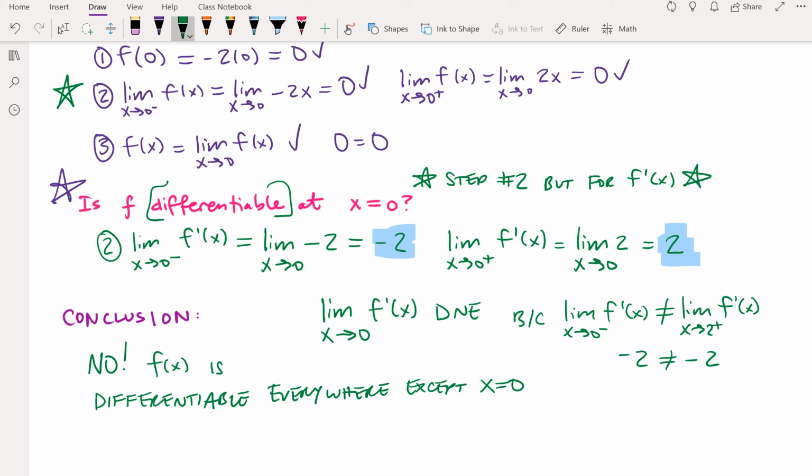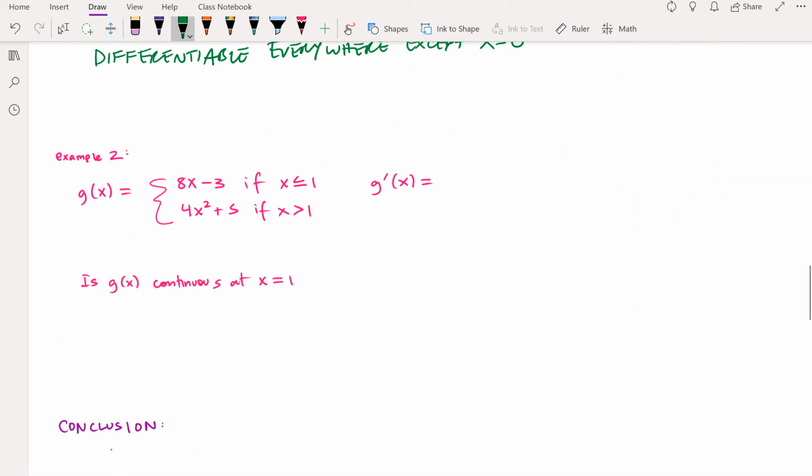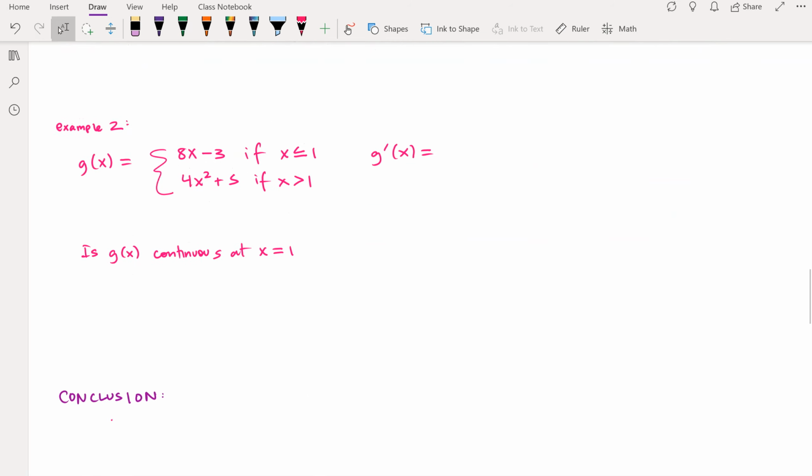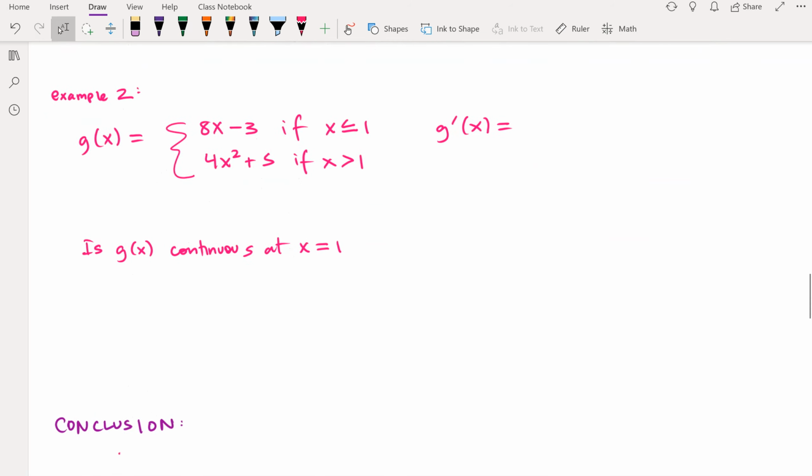Okay. We're going to do a couple more like this, and I'm going to go quickly through them because we're basically going to follow the same process. So let's get the next one down. Example number 2. We have g of x equals 8x minus 3 if x is less than or equal to 1, 4x squared plus 5 if x is greater than 1.